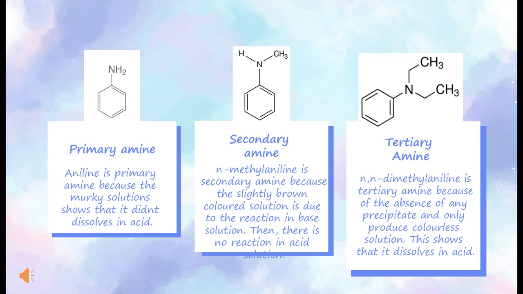And then the last compound is a tertiary amine, which is N,N-diethyl-aniline. N,N-diethyl-aniline is a tertiary amine because of the absence of any precipitate and it only produces a colorless solution. So it means that it dissolves in acid solution. So this compound is a tertiary amine.